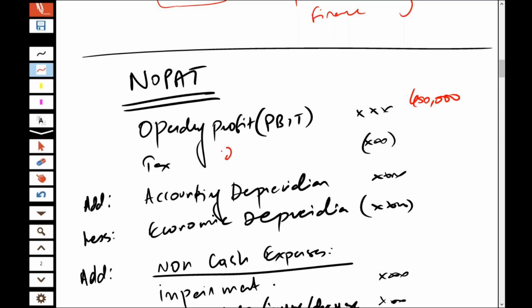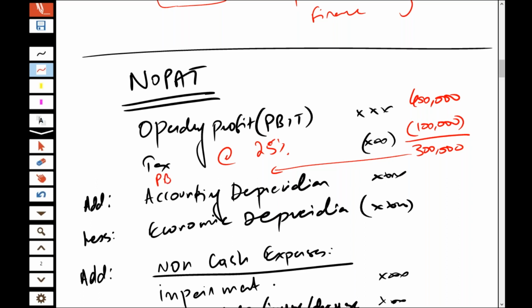What you're going to do is apply the tax rate. Let's say 25% is the tax rate. So you directly apply the tax rate onto it. So 400,000 into 25% gives you 100,000. This 300,000 figure is going to be named as PBIT 1 minus T. So how do we start calculating it?